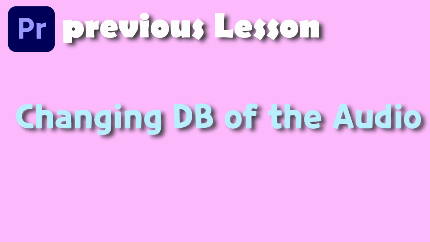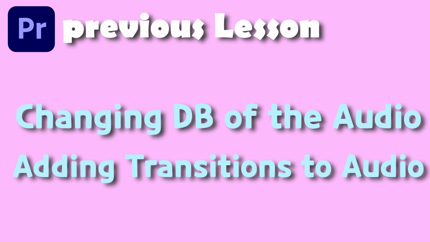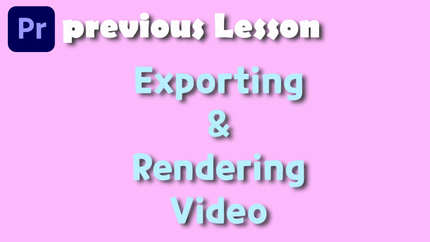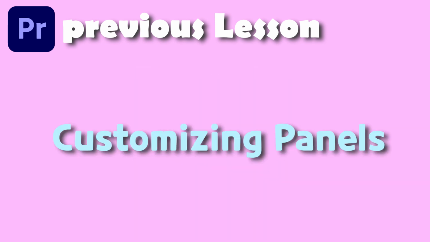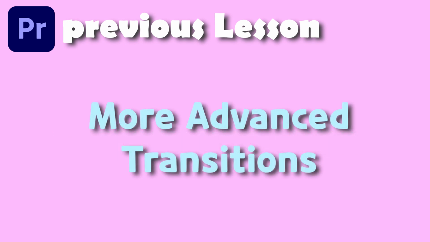Last time we learned about audio, how to change the decibel level of the audio, how to add transitions to it, and how to make smooth transitions using pen tools. Also, we learned how to export and render the video, and how to customize the panels as you want, like adding or deleting some of the buttons. We'll also learn some more transitions and some more advanced topics.